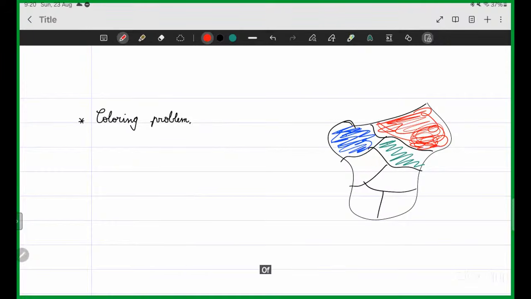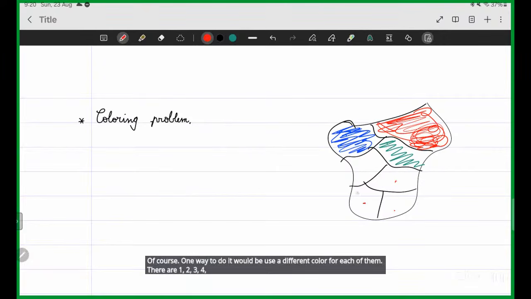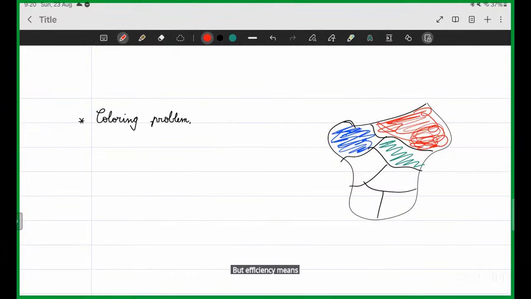Of course, one way to do it would be to use a different color for each of them. There are 1, 2, 3, 4, 5, 6, 7 provinces. You use 7 colors. If you use 7 colors, all of them will have a different color and you're done. But efficiency means you would want to do it with as few colors as possible. So wherever you can repeat, just repeat. So here we'll put red.